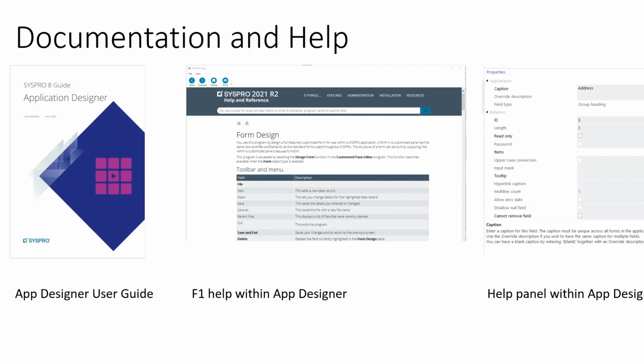And then, of course, we've got our help panel, which sits at the bottom of our properties page as we're developing our app. And as we click on each of the properties here, you'll find that the caption changes and explains what each property does.